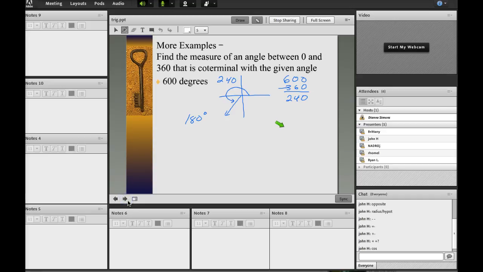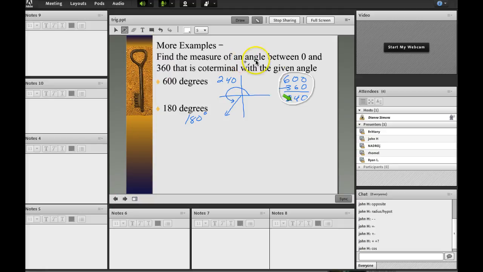Here we go. We're going to find the measure of the angle between 0 and 360 that has a coterminal angle with 600. What we do here, and this is part of one of the problems that you're going to be doing, is start with your 600 and subtract 360. That gives 240.